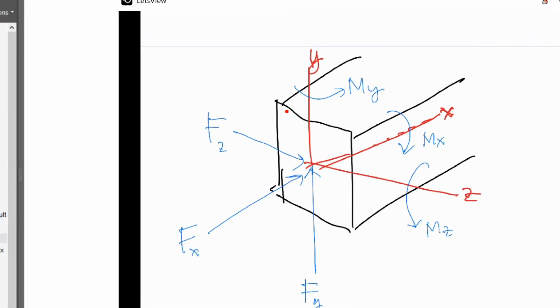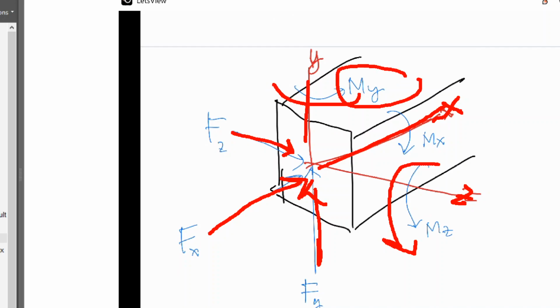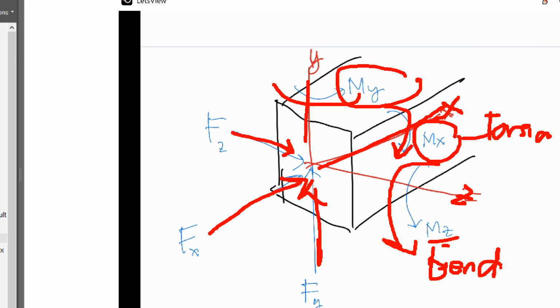acting on our member. So we have force along the longitudinal axis, the shearing force parallel to local y and z, and of course there are moments about the z-axis, moment about the y-axis, and moment about the x-axis. So Mx is actually what we know as torsion. Okay, and Mz is what we know as the bending moment that we need in our design.